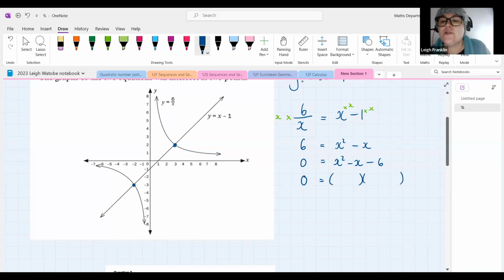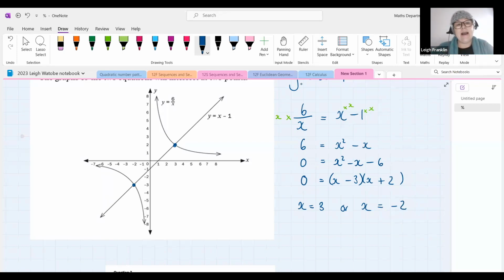Because this is a trinomial, I'm going to have 2 brackets. x in the one, x in the other. And now I've got to think of two numbers. When I multiply them, it gives me -6, and their difference is -1. So that will be -3 and plus 2, like so. So two solutions for x: either x is equal to 3 or x is equal to -2.